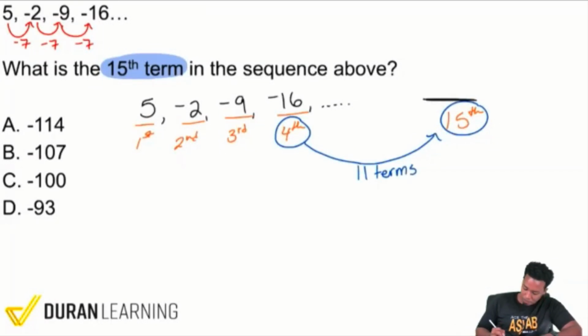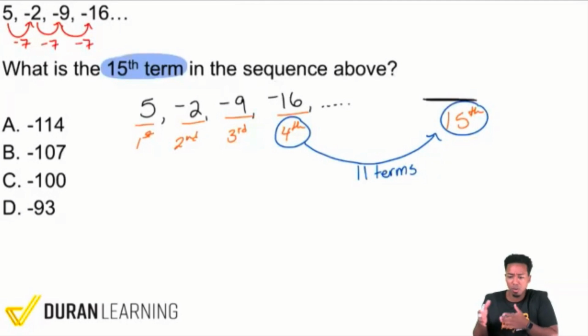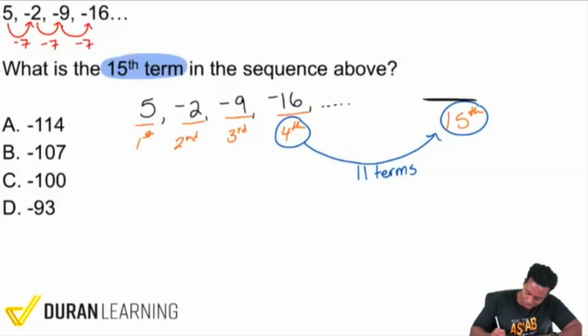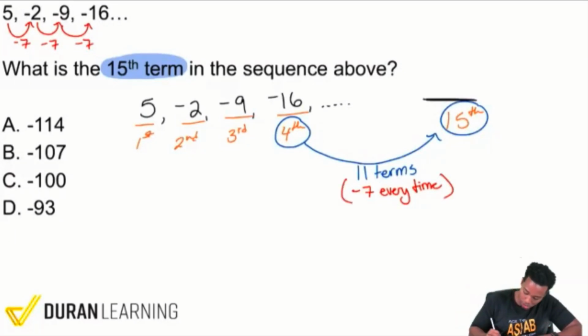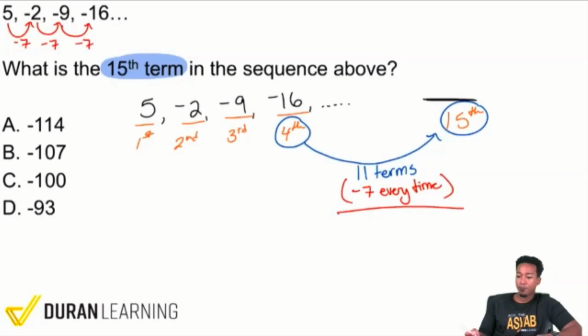And remind me, everybody, what's happening every time again? What is the pattern every time we go one term? What are we doing? Right, we're subtracting 7 every time. And so because of that, what we need to do here is -7 11 times, which is going to give us what, everybody? -7 11 times. That's going to give us -77. So basically, what do we call that again? The -77, is that the answer or is that the what?